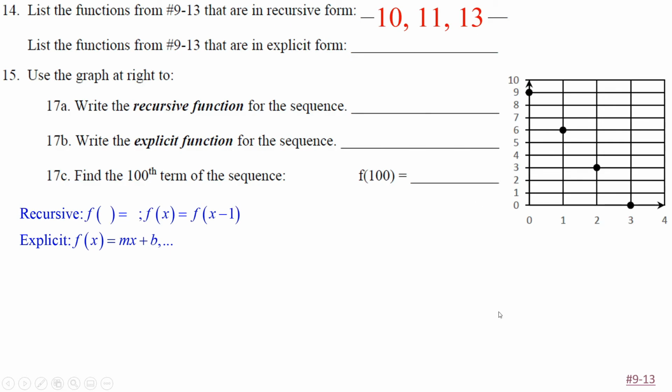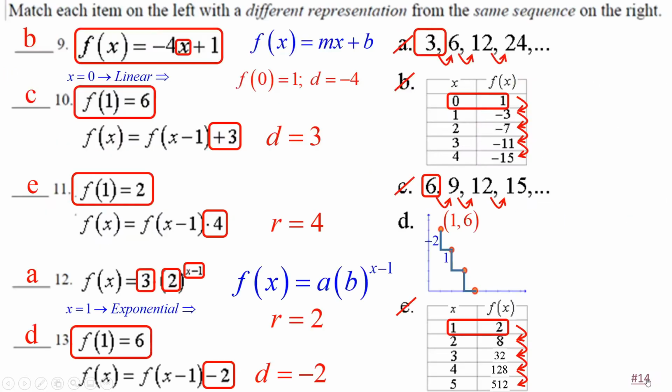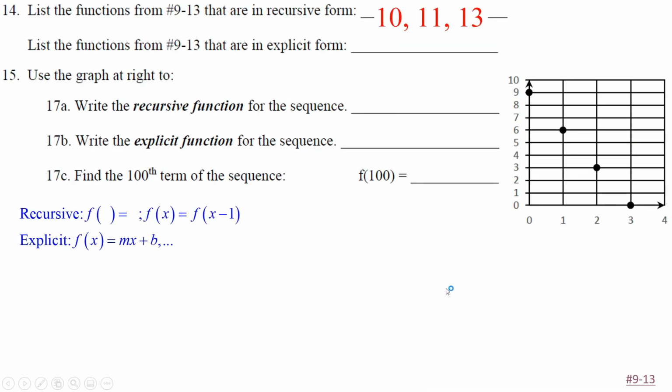Now, what are the explicits then? Well, let's double check. 9 is explicit. This is slope-intercept of a linear function. And 12 is explicit. This is the exponential function when my first x value is a 1 right there. So it's just 9 and 12 are explicit. There you go.